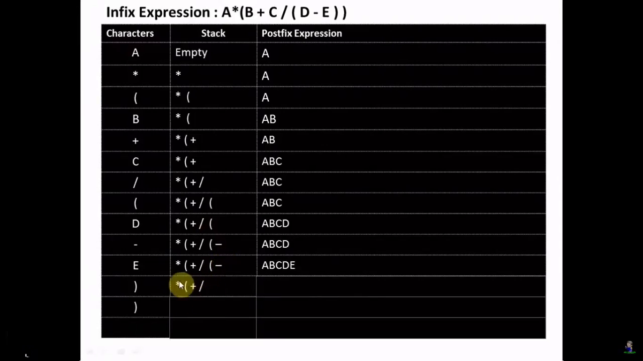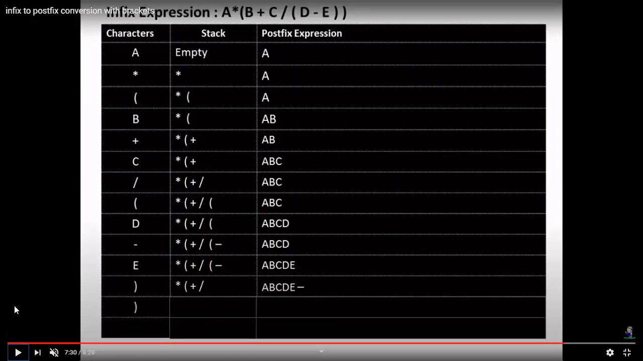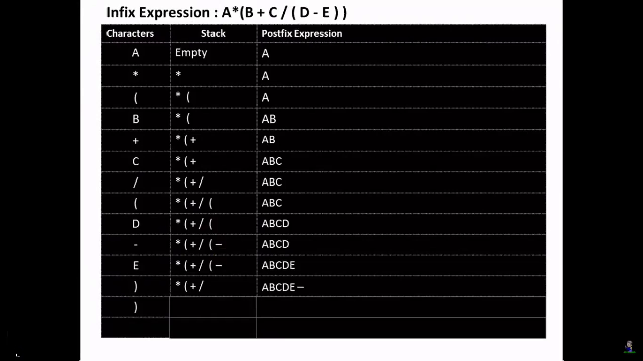Let us see. Star, opening bracket, plus, slash. We will be ignoring the opening bracket, then the minus will be popped out and it will be placed in the postfix expression. So in the postfix, the expression will be A, B, C, D, E, minus. Now again we are going to encounter the second closing bracket. So let's see, the two operators that we have between the opening bracket and the closing bracket are plus and slash.